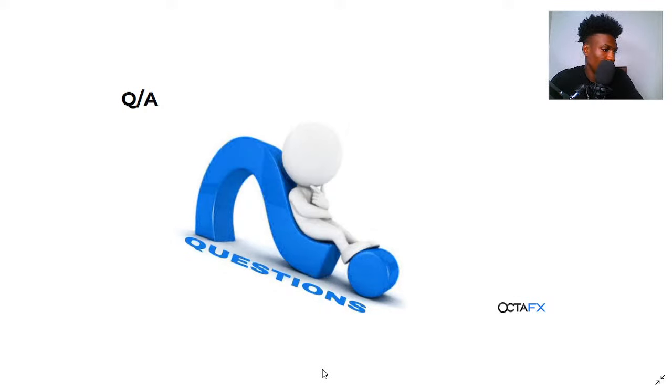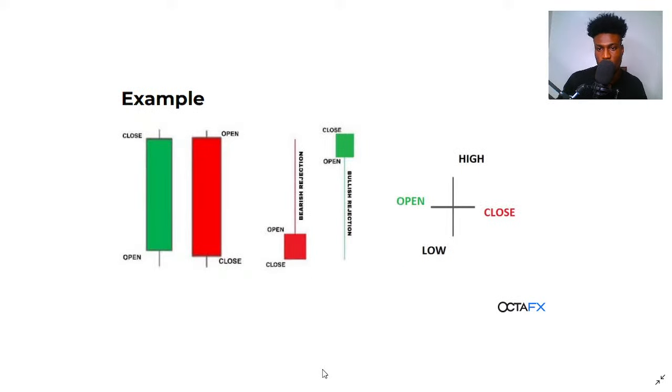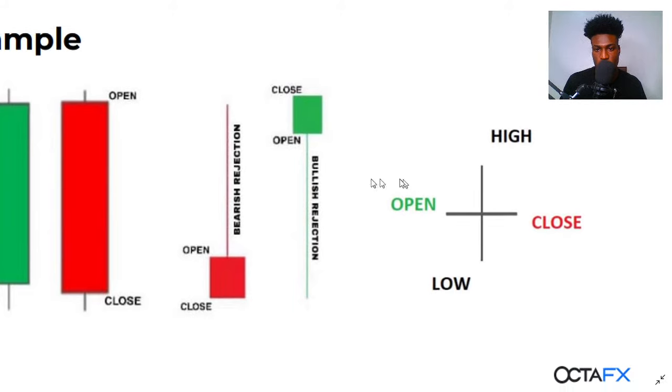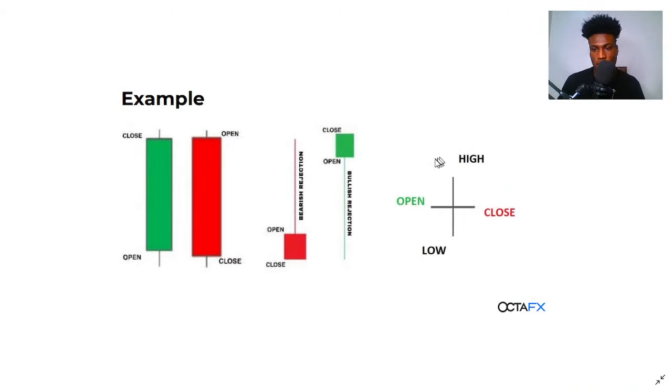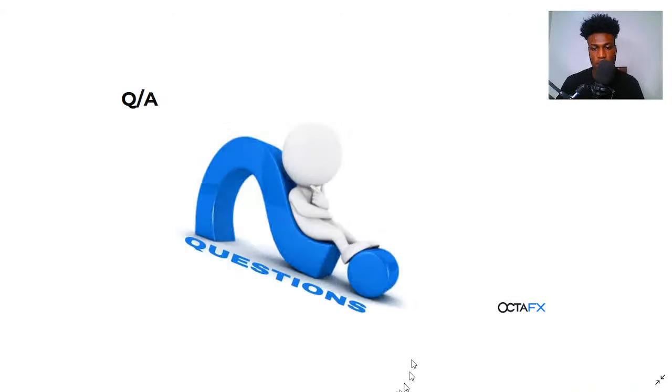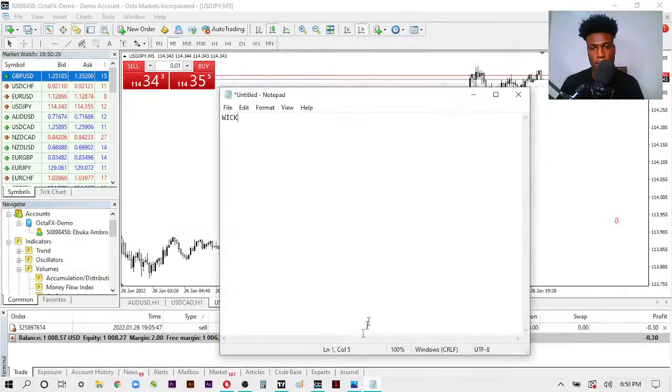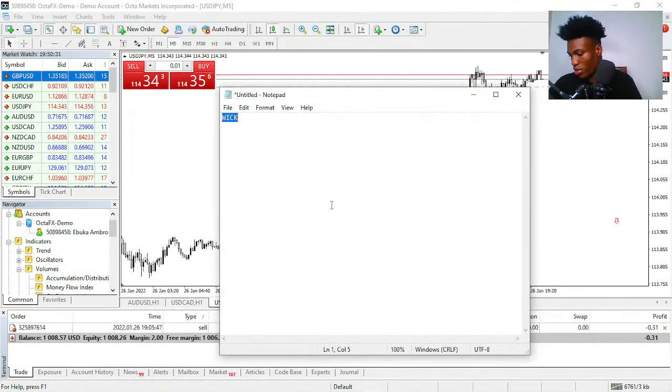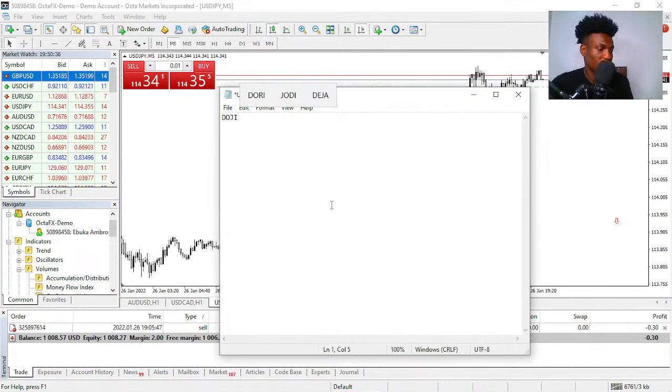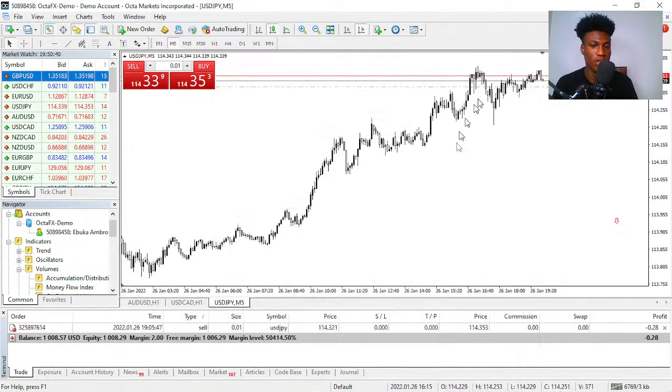Glory is asking, what did you call the candlestick that looks like a cross? I called it a doji candlestick. Doji, D-O-J-I. It's a doji candlestick.